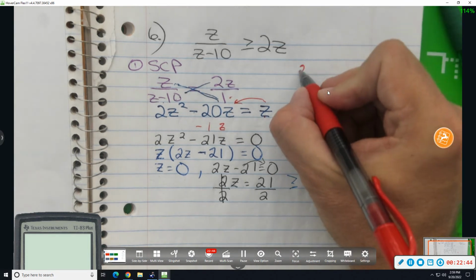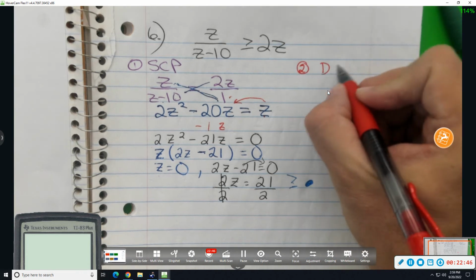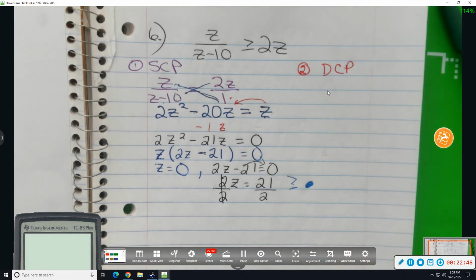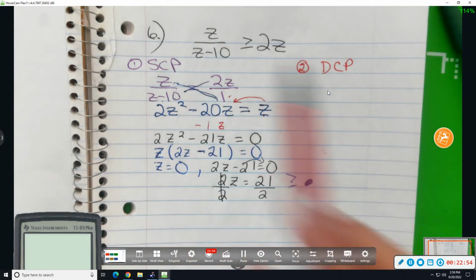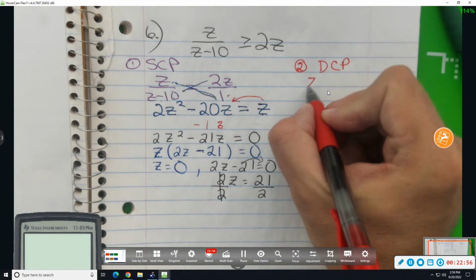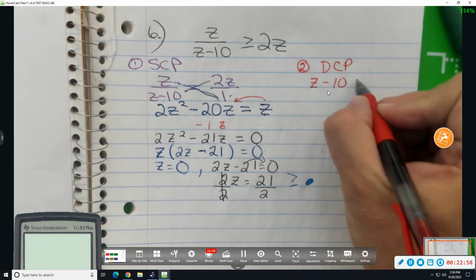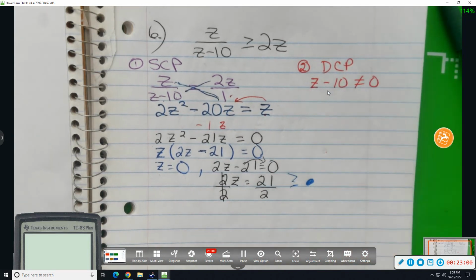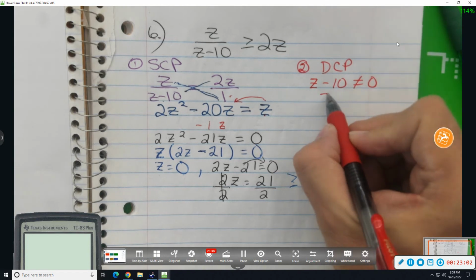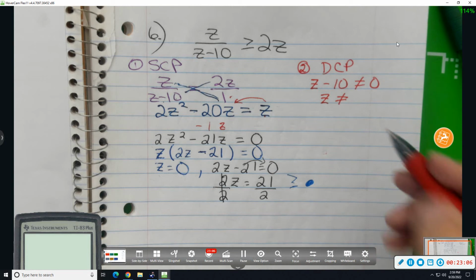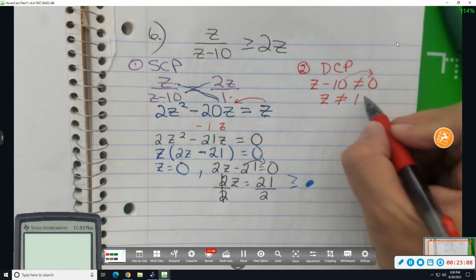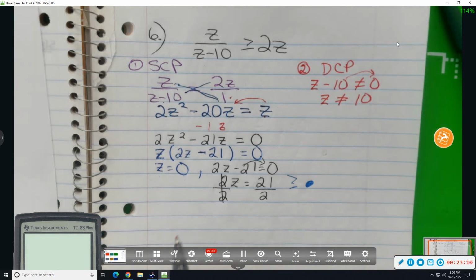And earlier you said there'd be denominator cut points. How do we know there's a denominator cut point? Well, there's a denominator in the problem. So the denominator can't be 0. Z can't equal what number? 10? Mm-hmm. Open or closed?